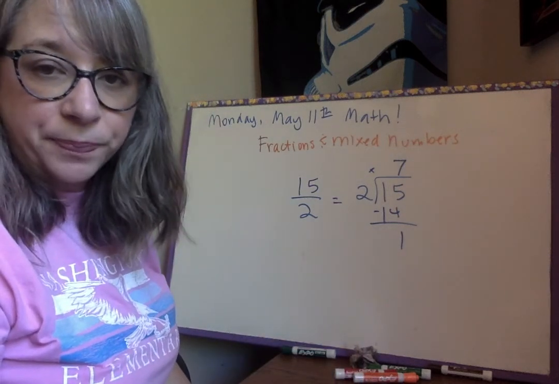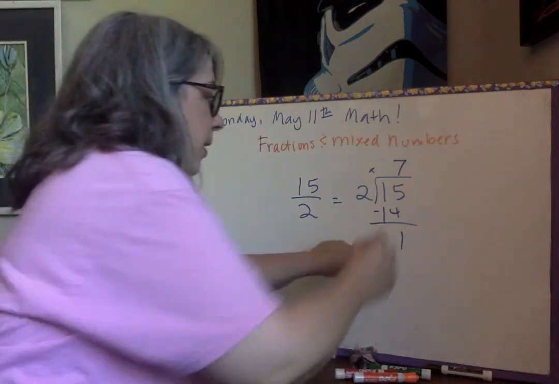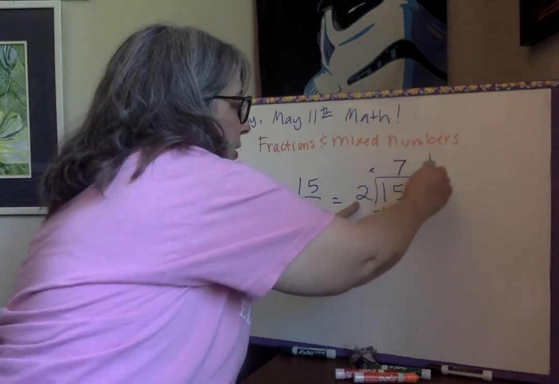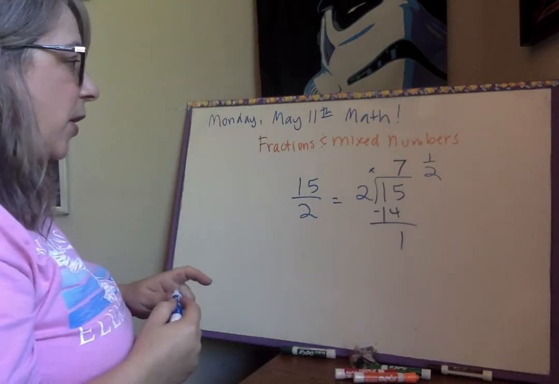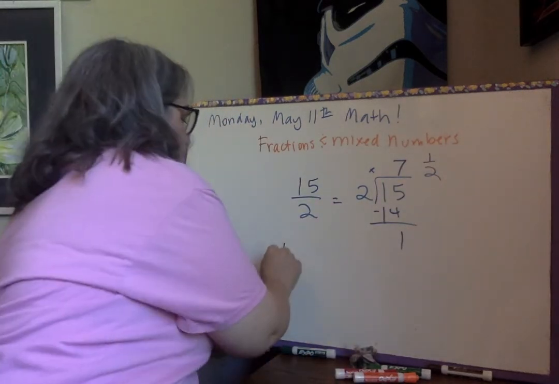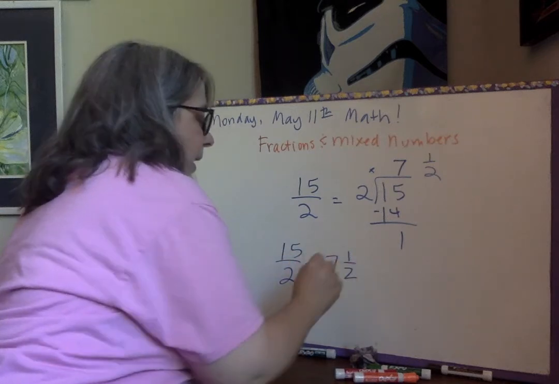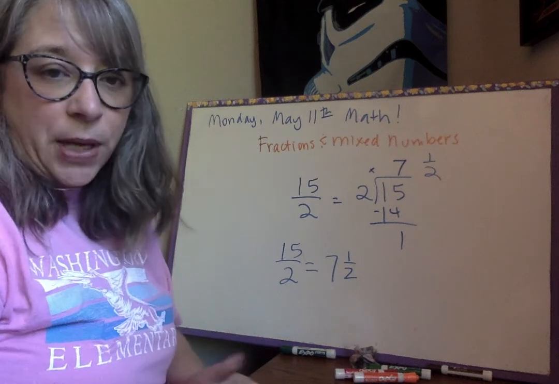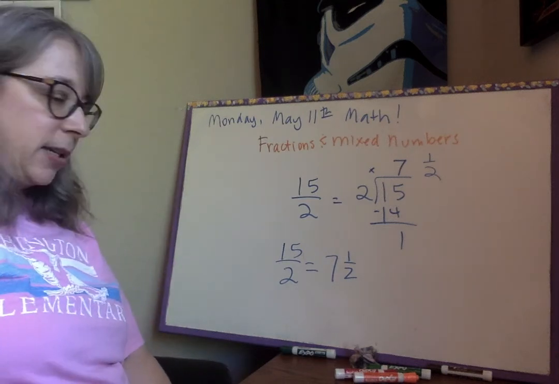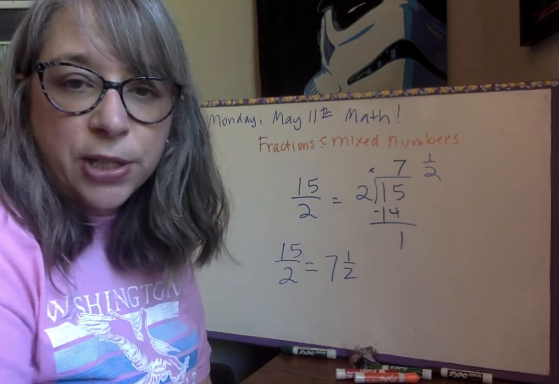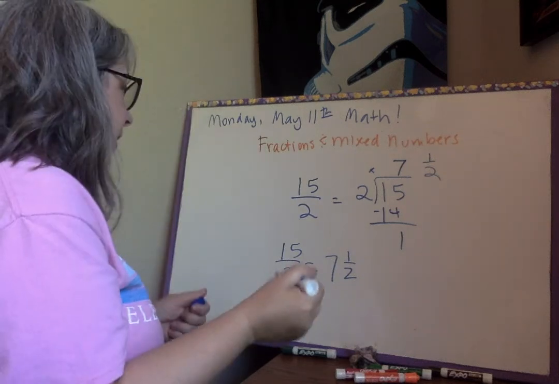What are we going to do now? This will be our numerator, and the 2 will be our denominator. So 15 over 2 is equivalent to 7 and 1/2. All right, those are our improper fractions that we turned into mixed numbers. It is basically just division.